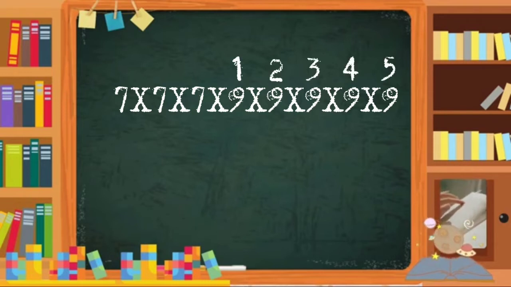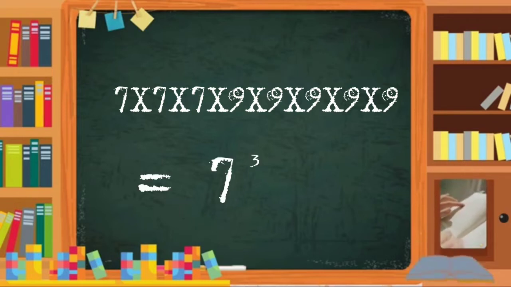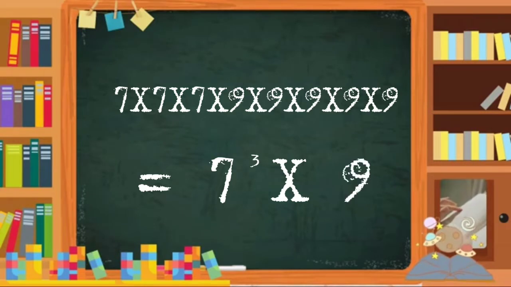We have 7 raised to the power of 3, since 7 is 3 times, multiplied to or times 9 raised to the power of 5, since 9 is 5 times.